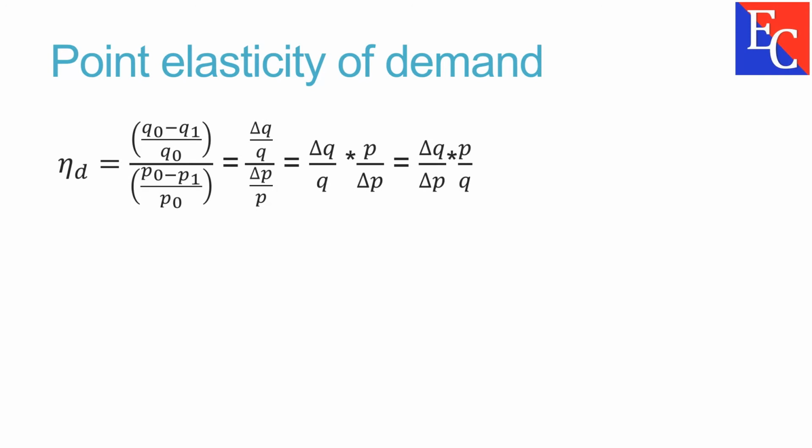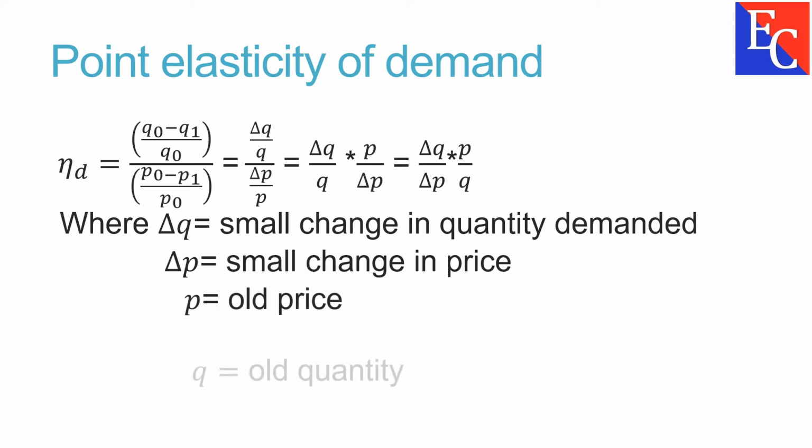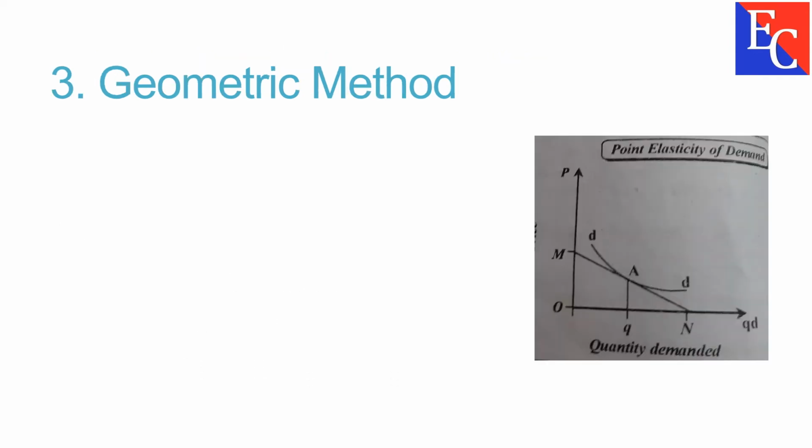Finally, elasticity of demand is equal to change in Q over change in P into P over Q, where change in Q is small change in quantity demanded, change in P is small change in price, P is old price, Q is old quantity.